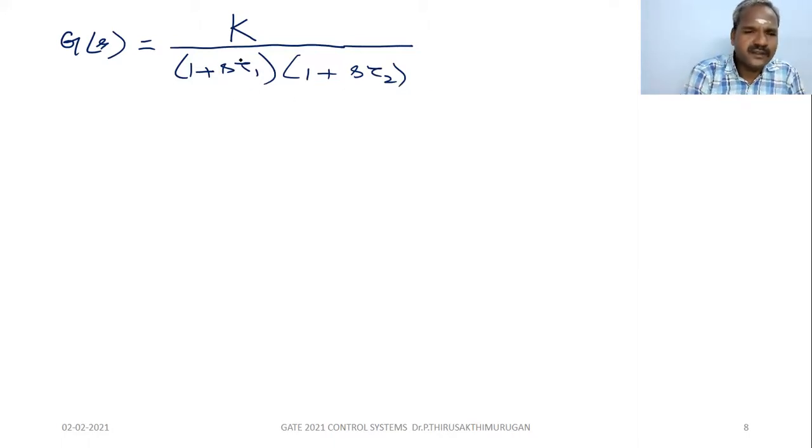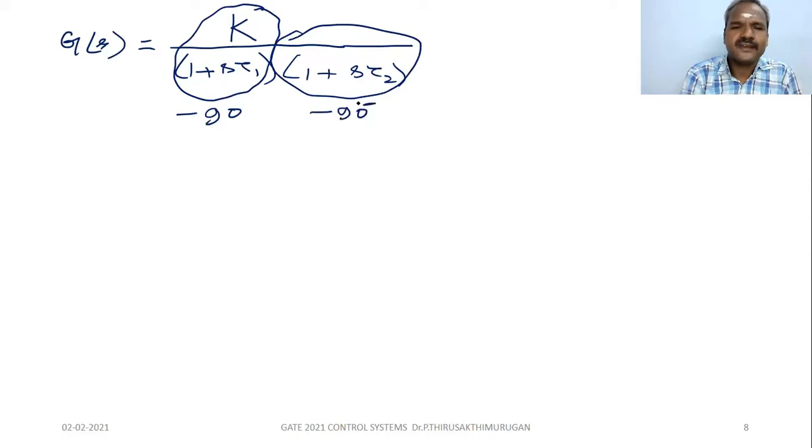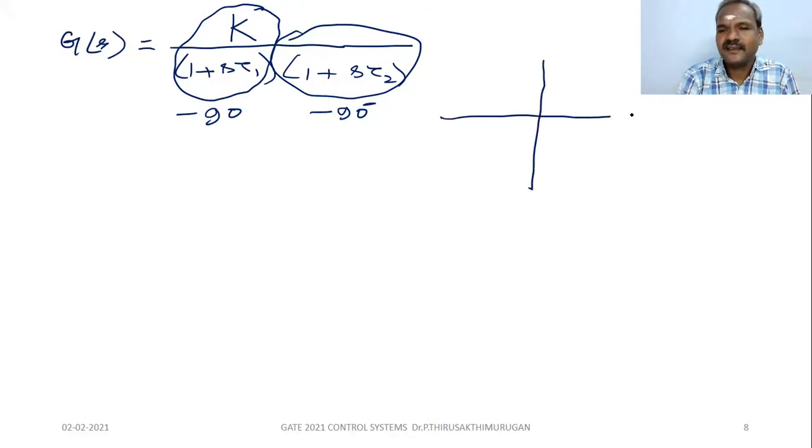In the previous case, the plot terminated at minus 90. When we add one more first order factor, you just add minus 90, so it ends at minus 180. So what is the typical polar plot for this transfer function? Very simple. From this point, it goes and ends at 0.